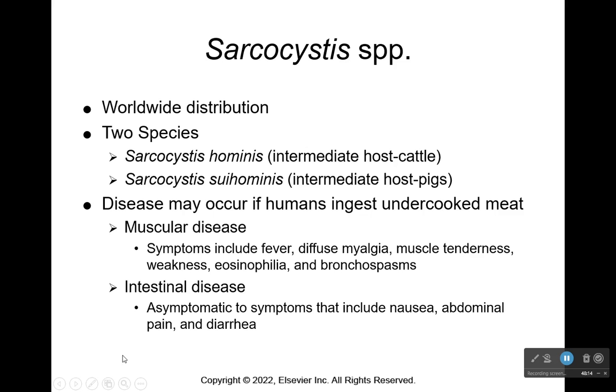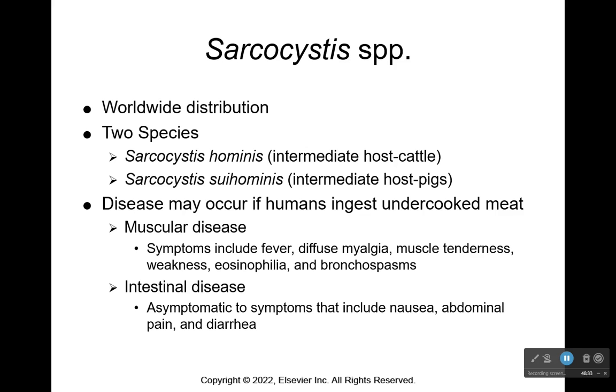Sarcocystis hominis has an intermediate host. We've talked about some intermediate hosts, and we're going to see some other organisms, especially our helminths, that have a lot of intermediate hosts. This one sometimes has an intermediate host of cattle. The other has an intermediate host of pigs.